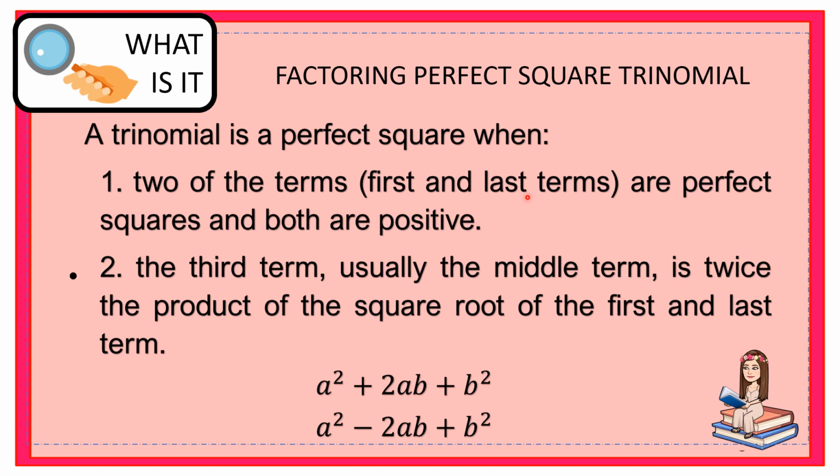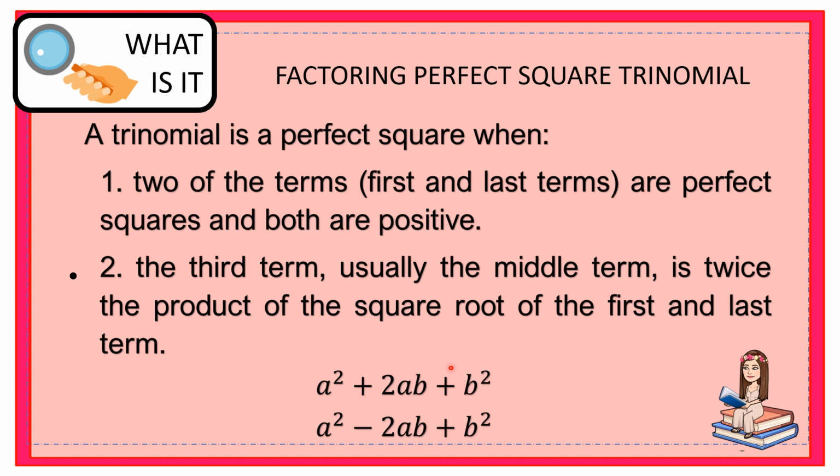Naaral na natin nung ating nakaraang video kung ano yung perfect square, ha? And then, second, the third term, usually yung middle term natin, is twice the product of the square root of the first and the last. Pag kinuha mo yung square root ng first at saka yung last at pinag-multiply mo sila times 2, kasi twice, dapat yung middle term yon. Okay? Yun yung magiging basihan natin para masabi na siya ay perfect square trinomial.